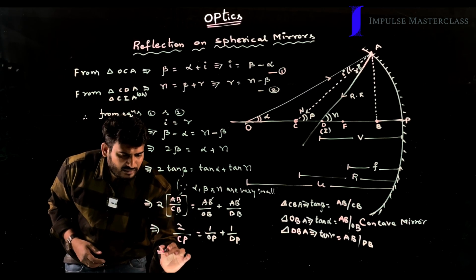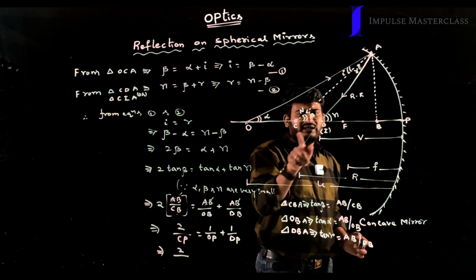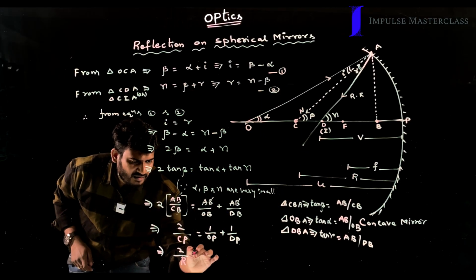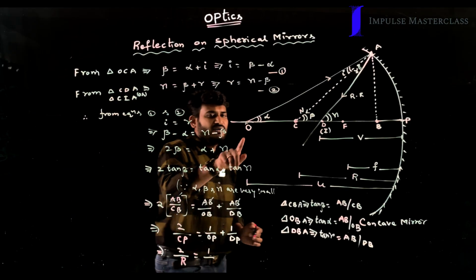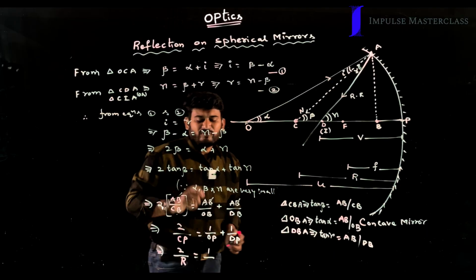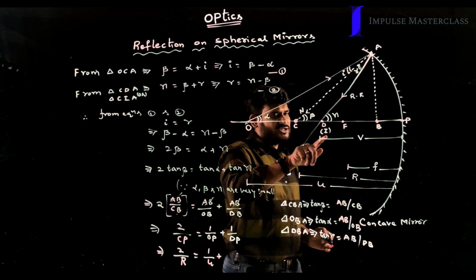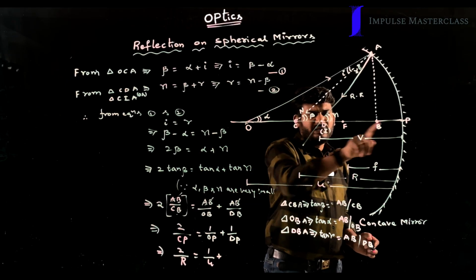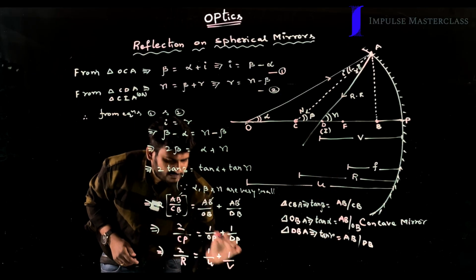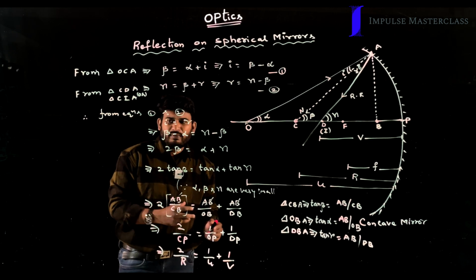So we can finally conclude 2 by CP. I already told you center to pole, the distance is called radius of curvature. So you can take 2 by R, which is equal to 1 by OP. O is the object, P is the pole, and object to pole is called object distance, which is represented as U, plus 1 by DP. D is nothing but the image. So image to pole is called image distance, which we represent as V. So we got 2 by R is equal to 1 by U plus 1 by V.